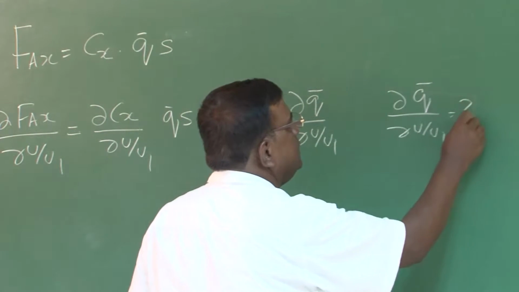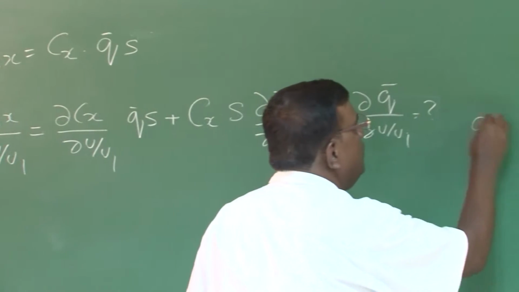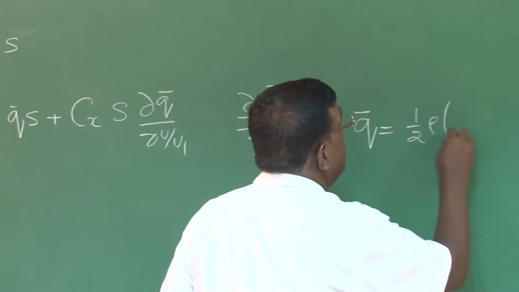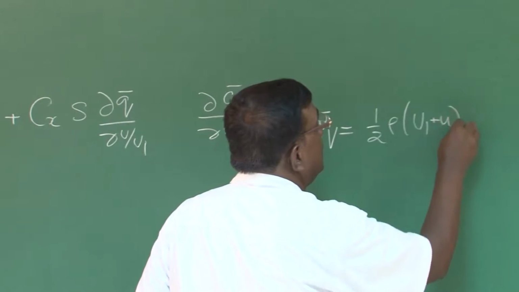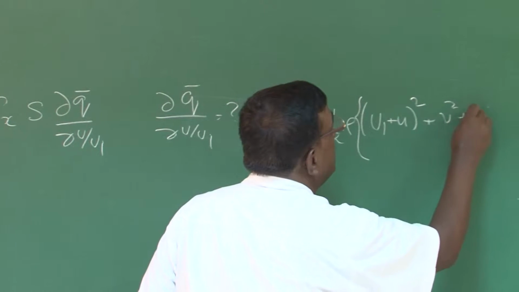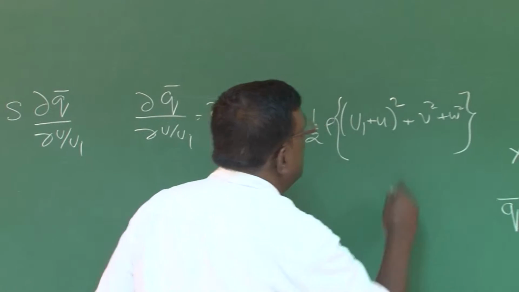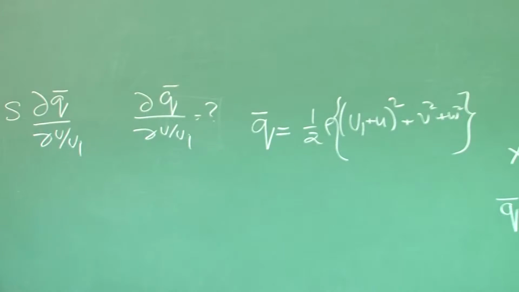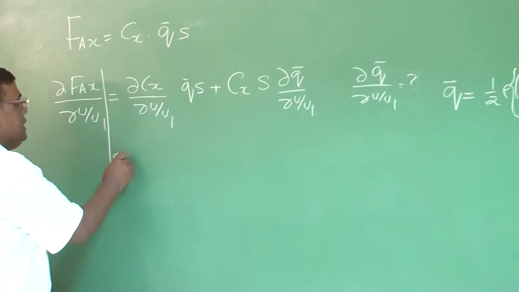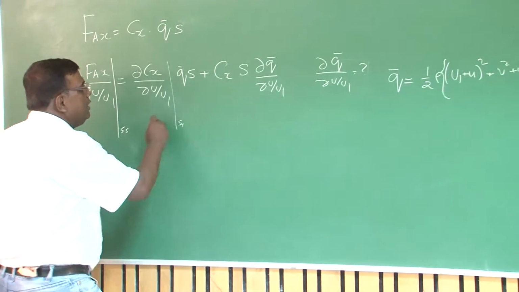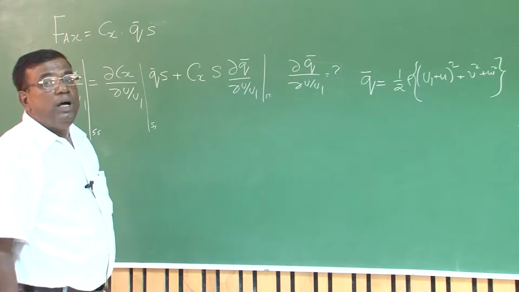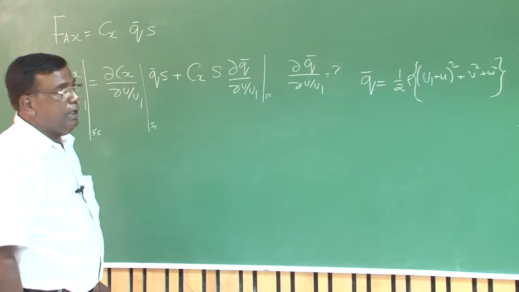You know what q bar is; we have already understood it. It is half rho (u1 plus u) whole squared plus v squared plus w squared, that is, half rho total V squared. What is the important thing you should remember? That this is to be evaluated at steady state. So all these things are to be evaluated at steady state, so dq bar by d(u by u1) has to be also evaluated at steady state.